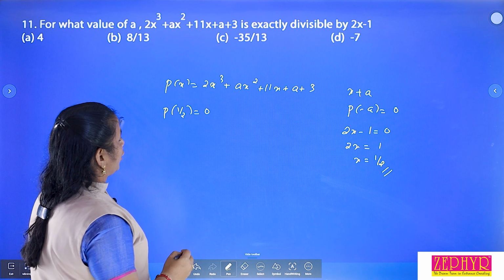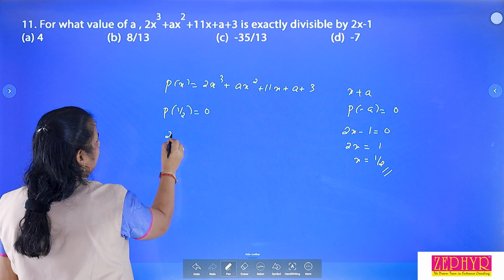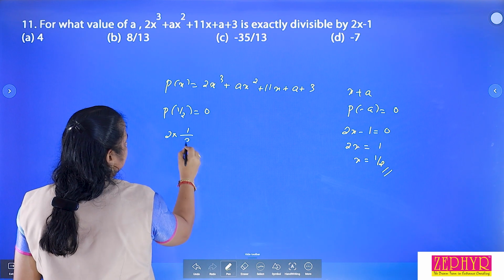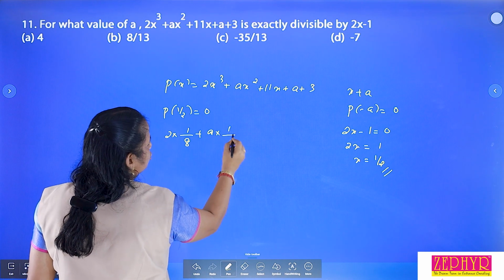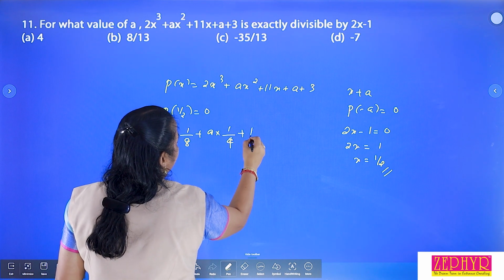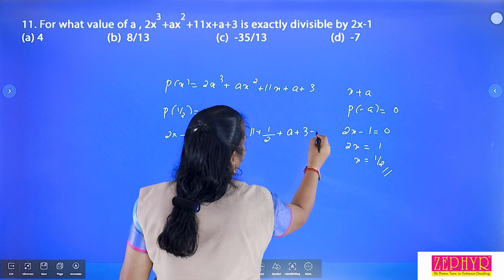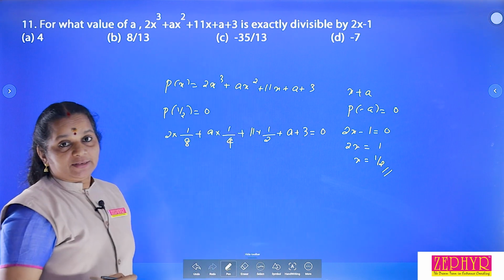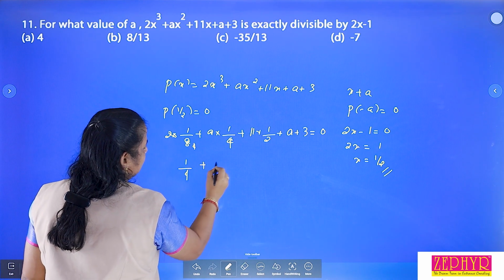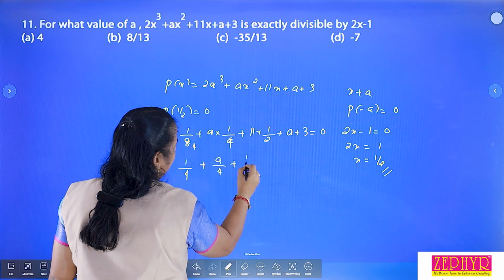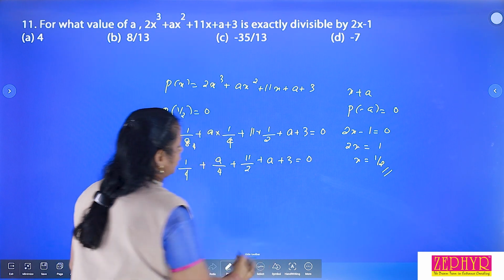So in this cubic polynomial, put x equal to 1 by 2. We get 2 into 1 by 2 cube, so it is 1 by 8, a into x square, so it is 1 by 2 square, 1 by 4, 11 into 1 by 2 plus a plus 3 equal to 0. Then we can easily find the value. Cancelling, it is 1 by 4 plus a by 4 plus 11 by 2 plus a plus 3 equal to 0.